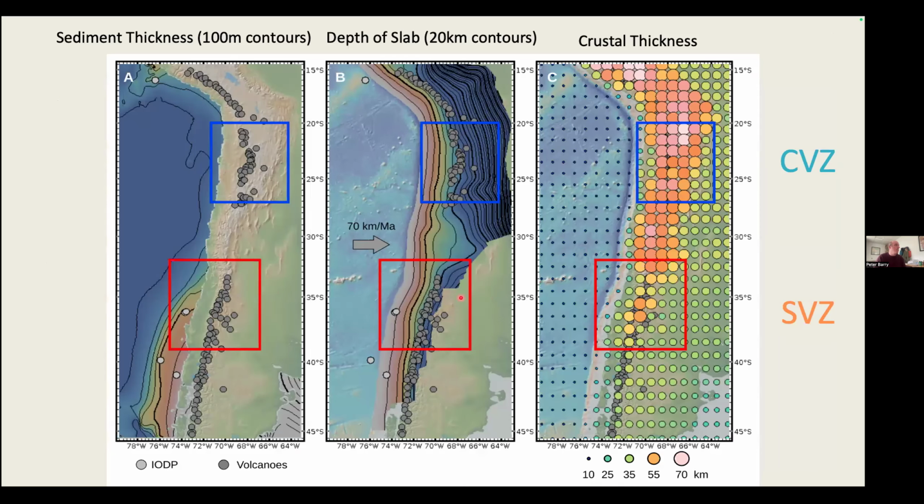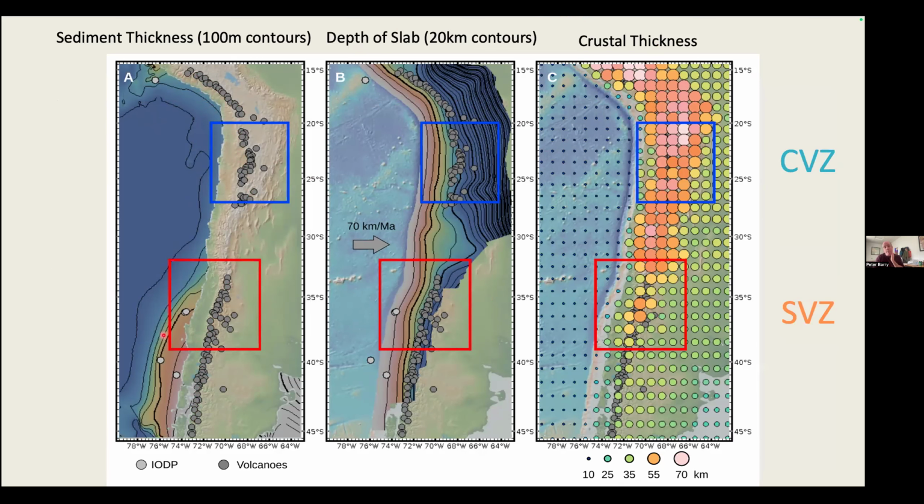And this is a figure from the NSF proposal that we wrote back in 2021 to continue this work in the Andes. I'm just showing different tectonic features and subduction parameters. Here, all the gray symbols are where there are active volcanoes. And here I'm showing the offshore sediment thickness.